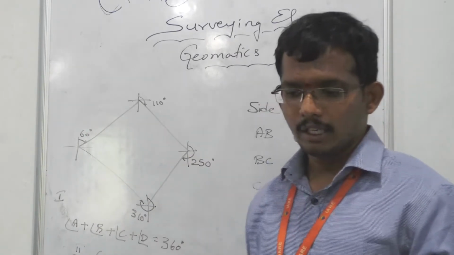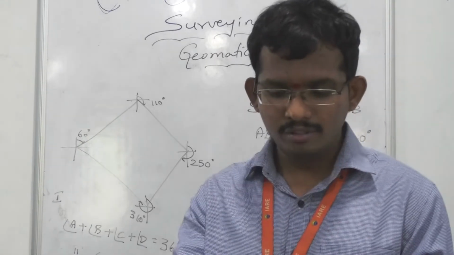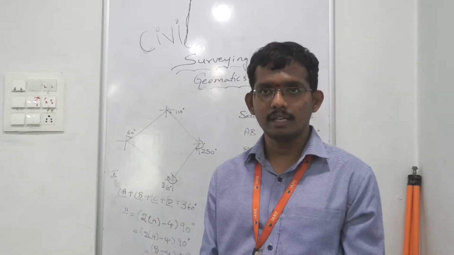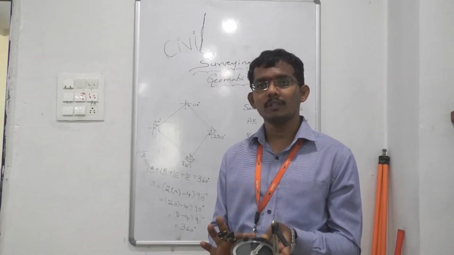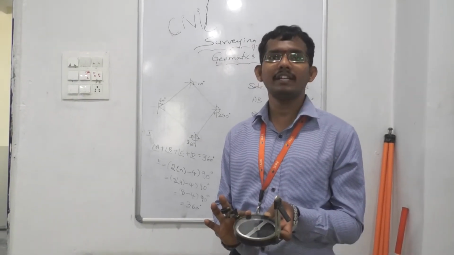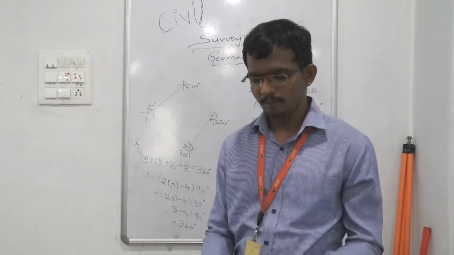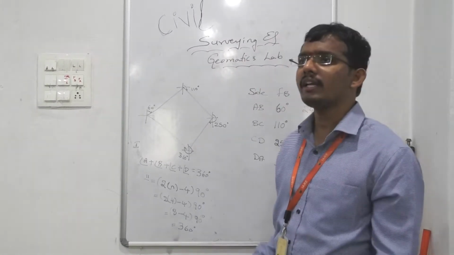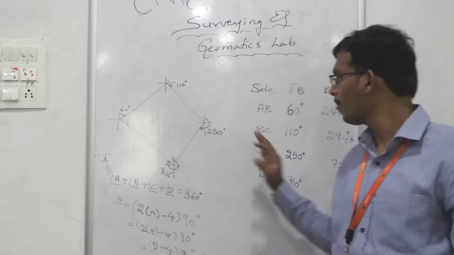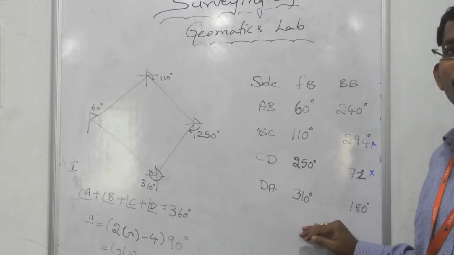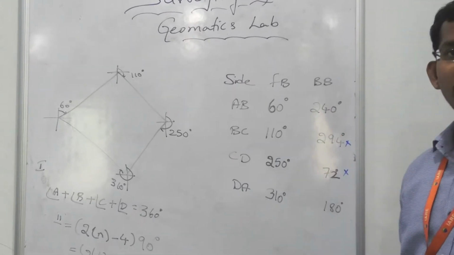Now, record the data, whatever you have seen in the graduated circle. We have the graduated circle here. The least count of prismatic compass is about half degree, that is 30 minutes. After recording the readings observed in the field from the traverse, you check the readings here. The forward bearings and back bearings are recorded here.